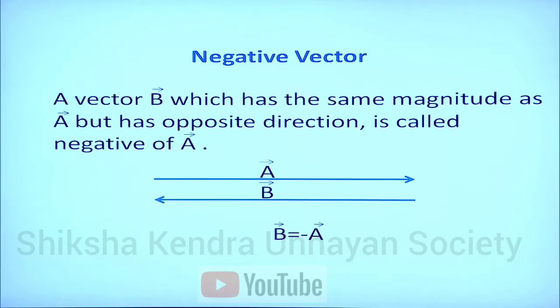Now, what are negative vectors? A vector B which has the same magnitude as A but has opposite direction is called the negative of A. You can see on your screen that there are two vectors A and B. The length is the same in both cases, but the direction of B is opposite to that of A. Hence, we can say that the vector B is the negative of vector A. We represent the negative vector by putting a minus sign. As you can see, B is the negative vector of A, hence we can write B equal to minus A.